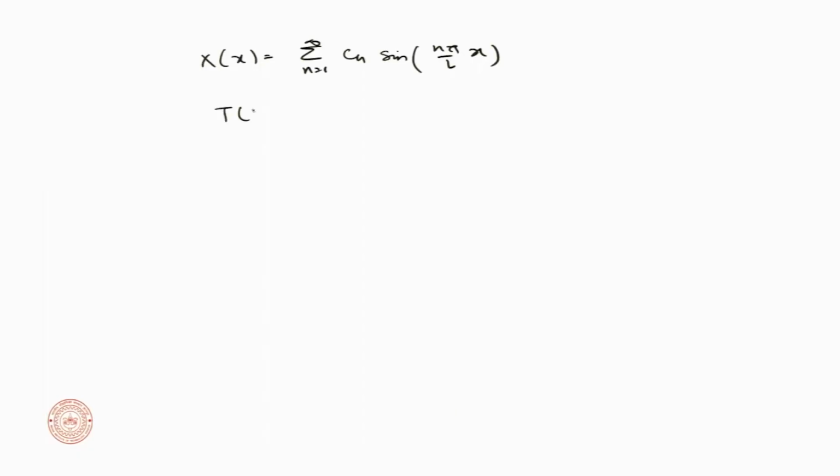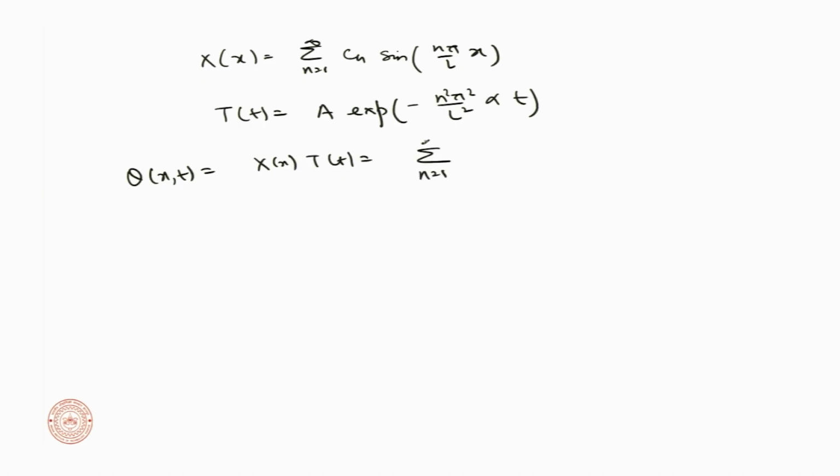All right. Our T of t is equal to A exponential of minus lambda square alpha into t. So, lambda is n pi over L, so lambda square is n square pi square over L square, into alpha into t. So, our theta, which was X of x comma t, will be equal to X of x into T of t, which will be the summation from n equals 1 to infinity. We can have A exponential of minus n square pi square by L square alpha t into Cn sine n pi by L into x.